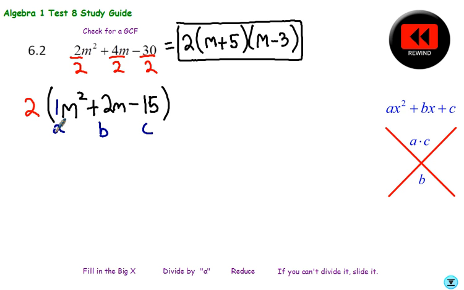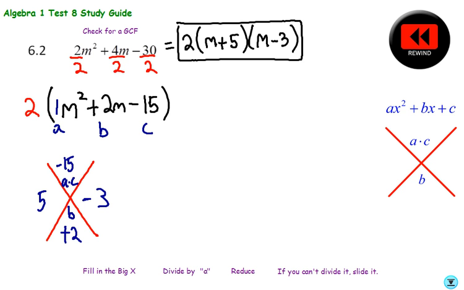Only thing that's different there. So we're still going to fill in the big X. So what I'd be looking for is two numbers that multiply to negative 15, because we're doing a times c. And we want those same two numbers to also add up to positive 2, which is our b. Well, I'm thinking 5 and 3. And again, I've got to figure out which one to make negative. The bigger number will always match the sign of the bottom here. So since the bottom number is positive, that means the bigger number would be positive, which in this case means the smaller number would be negative.